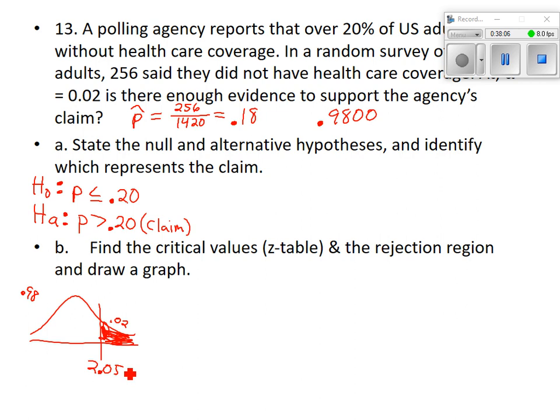So you're not doing this on the test? I hope not. But if I do, you know how to do it now. So that's our rejection region, that's drawing our little graph there.